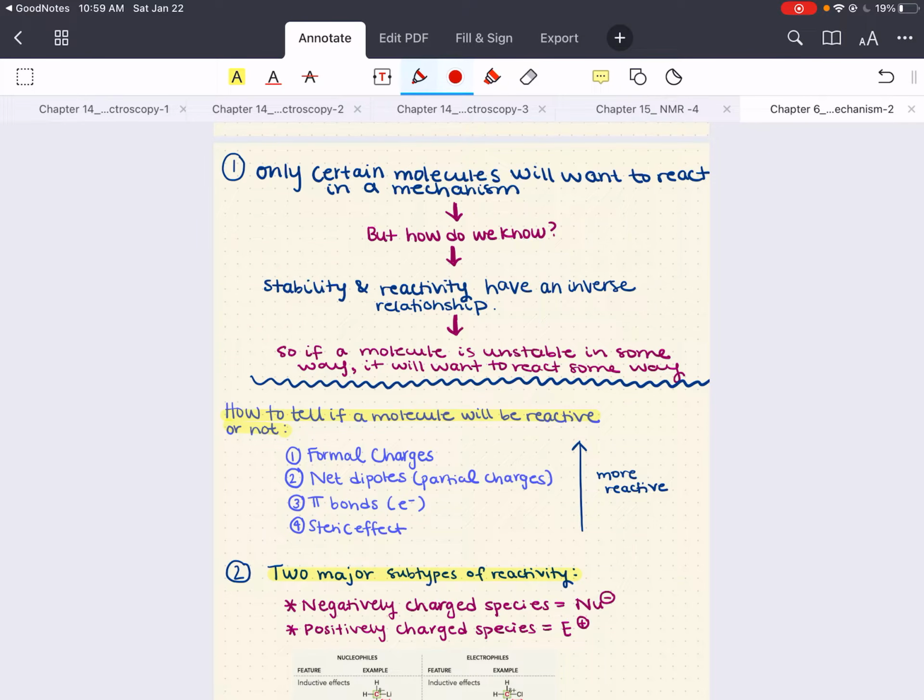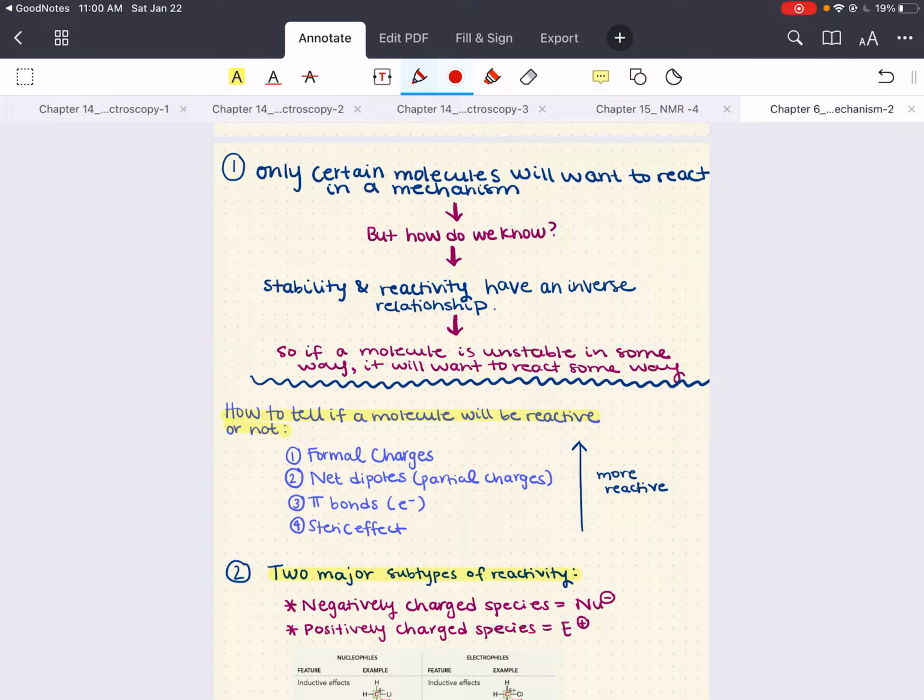Well, there are 4 indicators that are going to help us with this. It's going to go from most reactive trait to least: formal charges, net dipoles, pi bonds, and steric effects. If we can determine a molecule is reactive from those 4 indicators, then what we want to do is classify its reactivity more specifically, so we as chemists can have more insight about how exactly it will react.